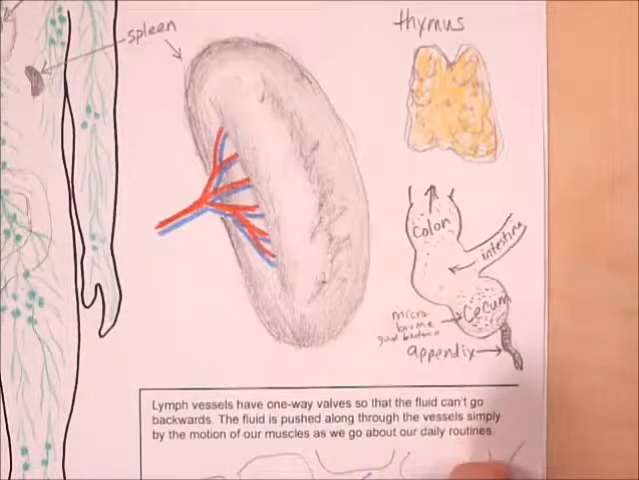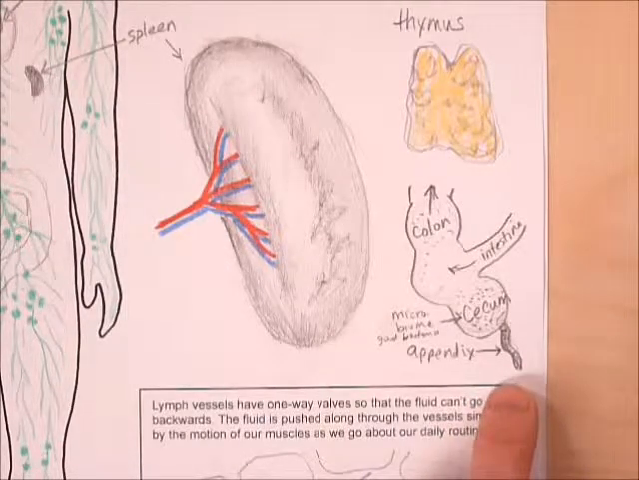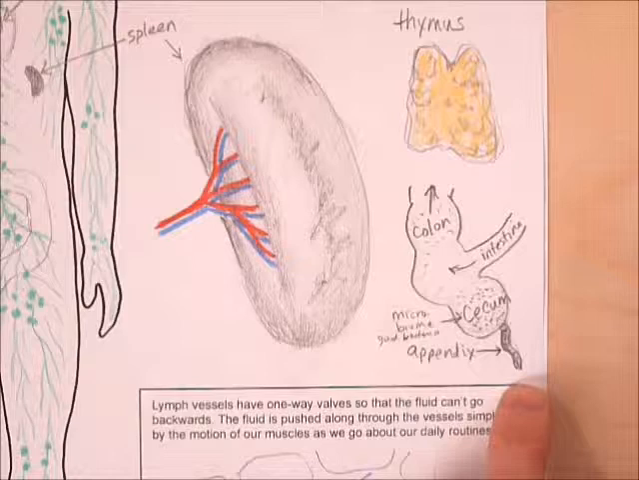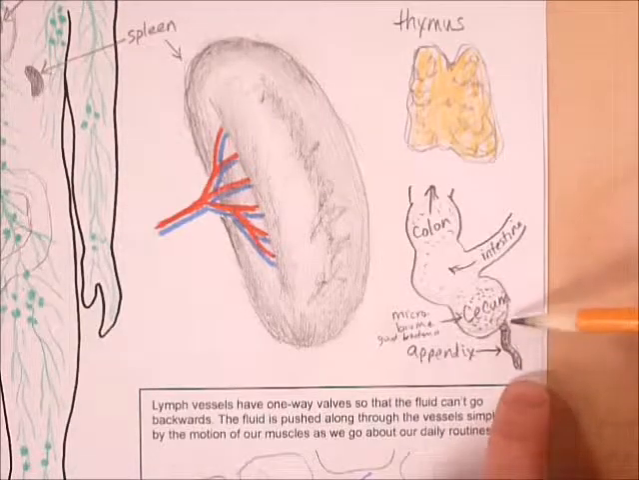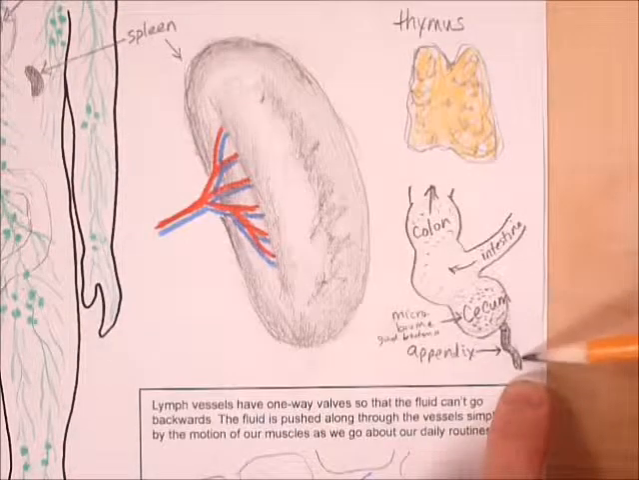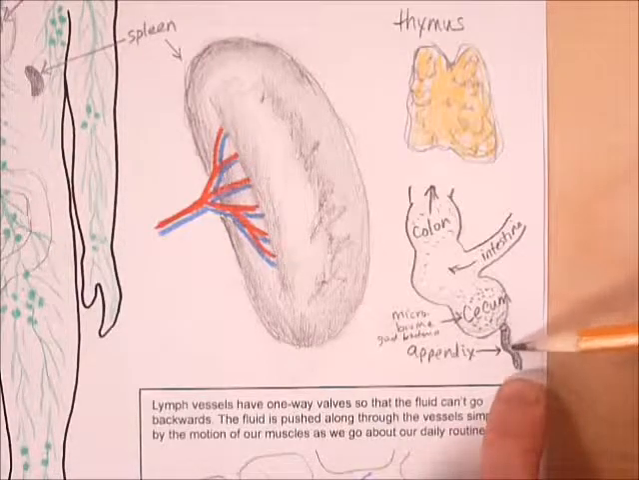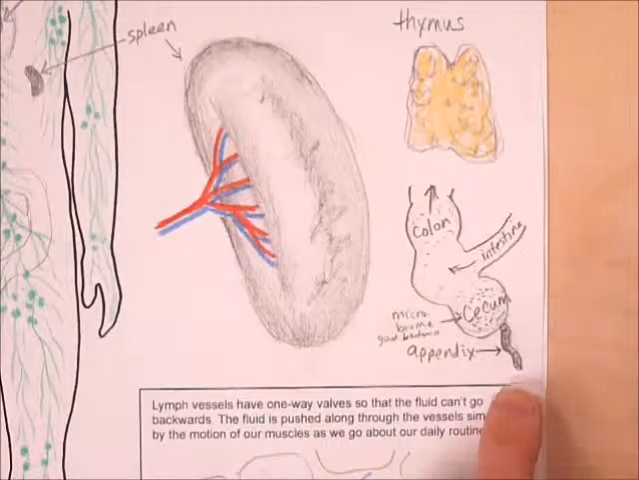That's the current theory of what the appendix does. They used to think the appendix did nothing. They used to think it was some leftover from evolution, useless. Turns out it does have a function. There would also be immune cells in here. It's part of your immune system, and it's especially involved with your microbiome, with good bacteria. So it does have a function.